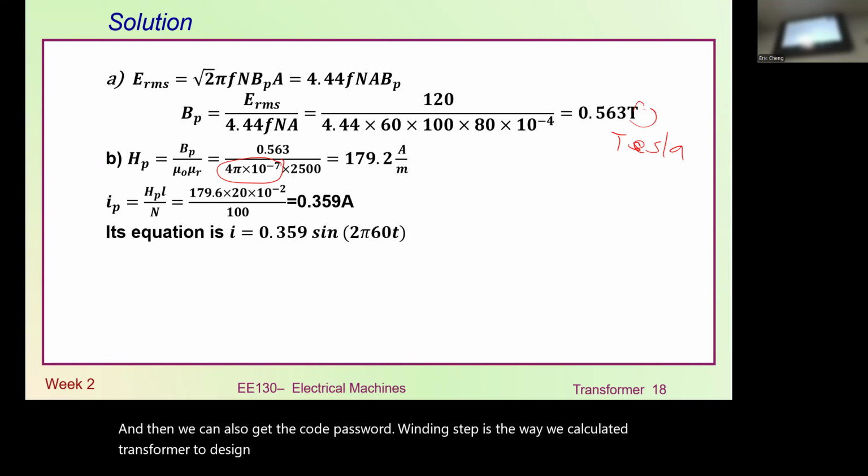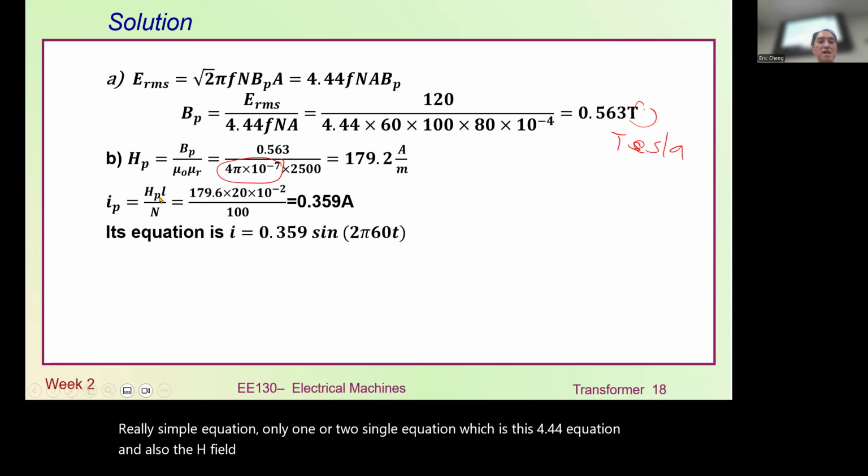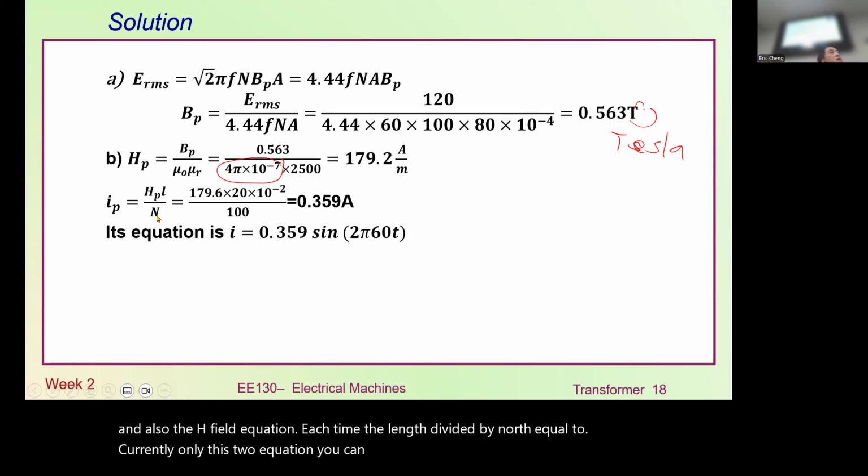Really simple equations, only one or two: this 4.44 equation, and also the H field equation, H times the length divided by N equals current, right? Only these two equations, and you can calculate all the magnetic circuit design. You get that? Any question up to this point?